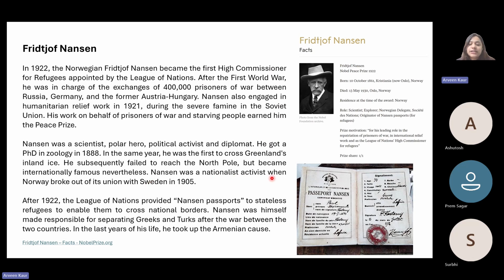Nansen was a nationalist activist when Norway broke out of its union with Sweden in 1905. After 1922, the League of Nations provided Nansen passports to stateless refugees to enable them to cross international borders. Nansen himself was made responsible for separating Greeks and Turks after the war between the two countries. In the last years of his life, he took up the Armenian cause as well.